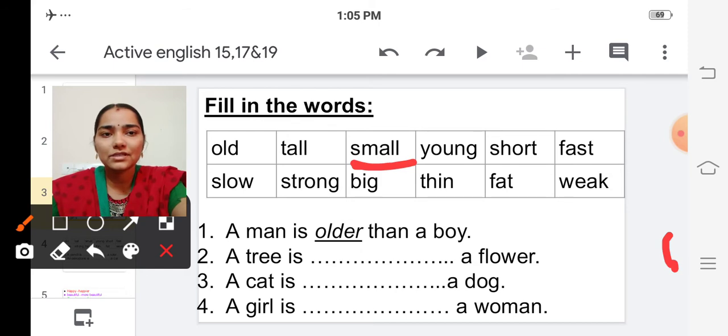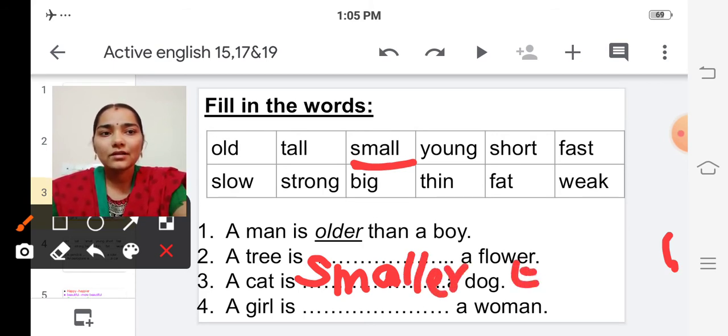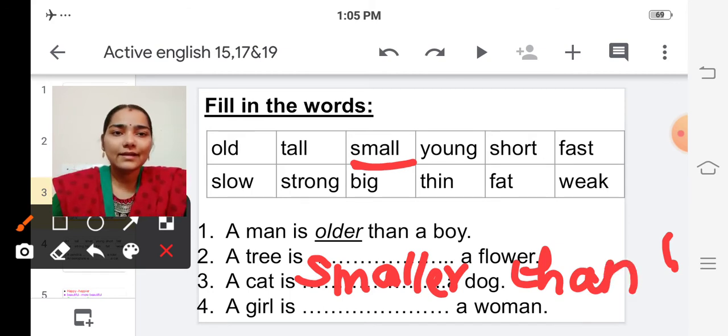The comparative adjective is smaller. Smaller than a dog. A cat is smaller than a dog.